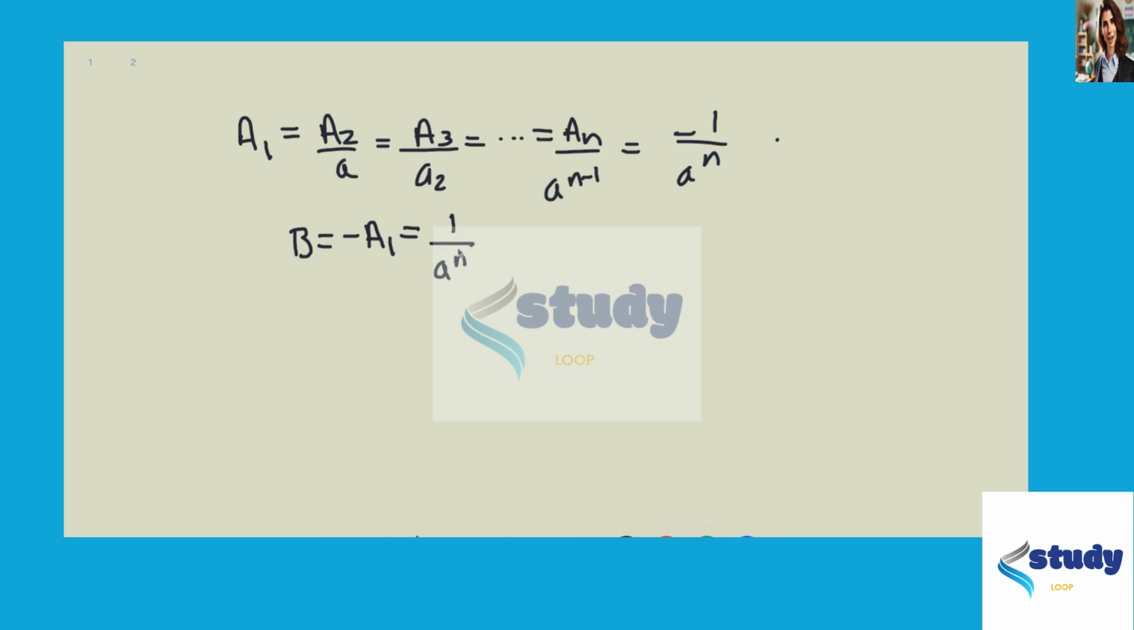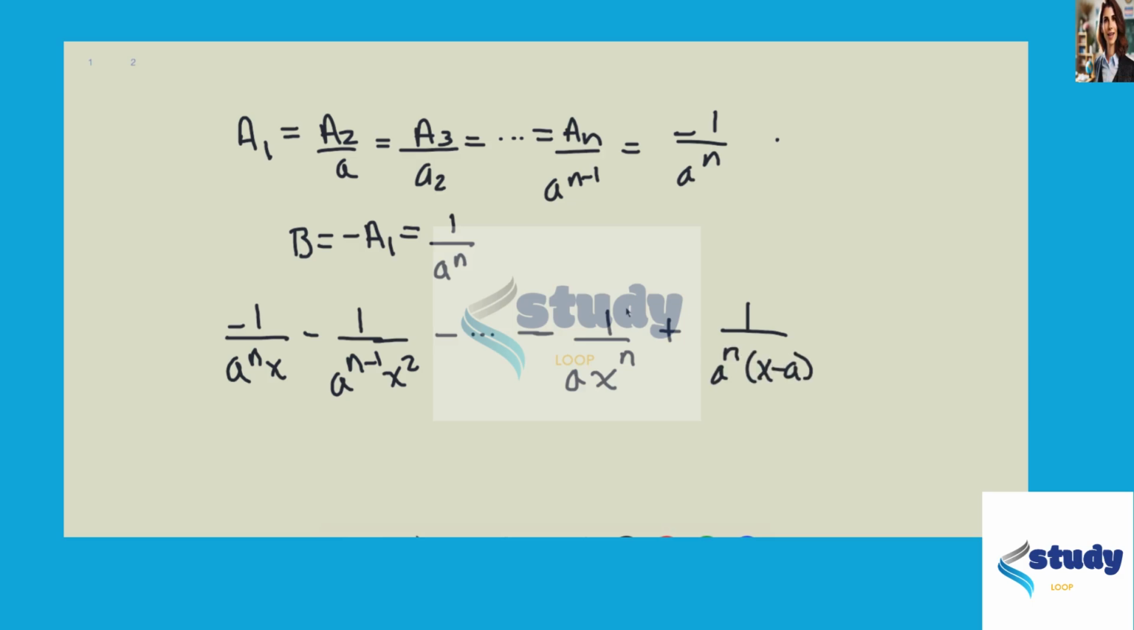So now that we've found all of our coefficients for the partial fraction decomposition, let's just plug them all in. Negative 1 over a x, that was our a1. And then a2, negative 1 over a squared x squared, and so on. And then finally, negative 1 over a^n x^n. And then our b was 1 over a to the n. And that term was x minus a. There it is. That's our final answer.